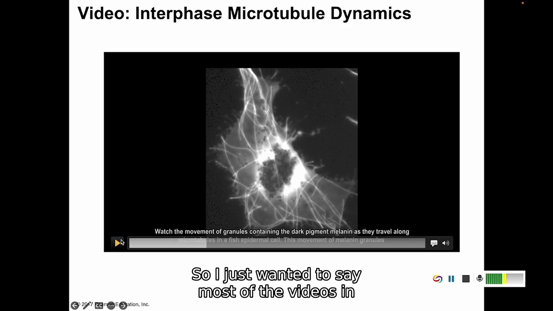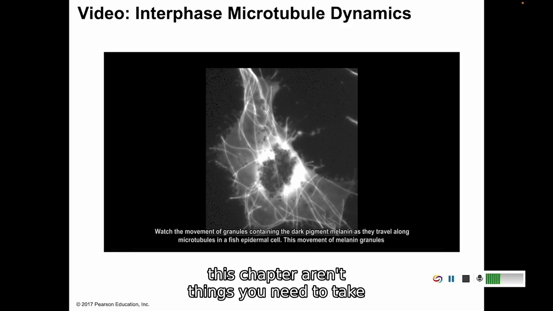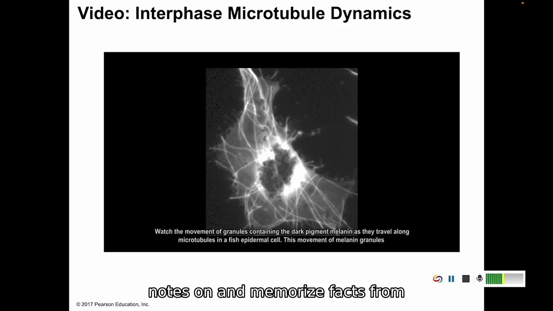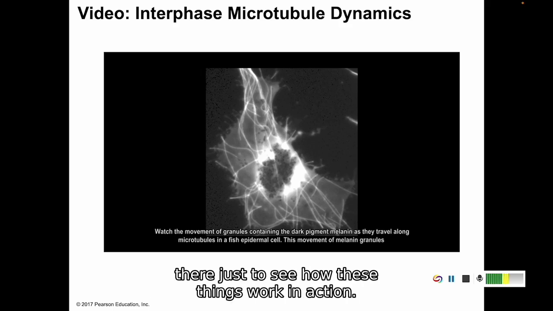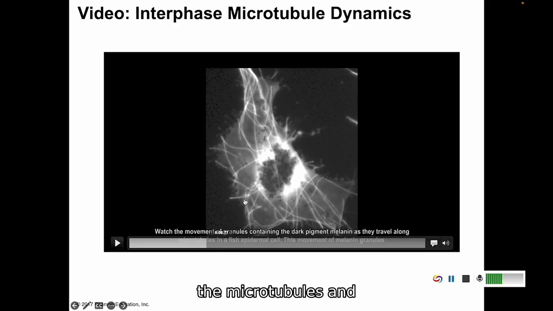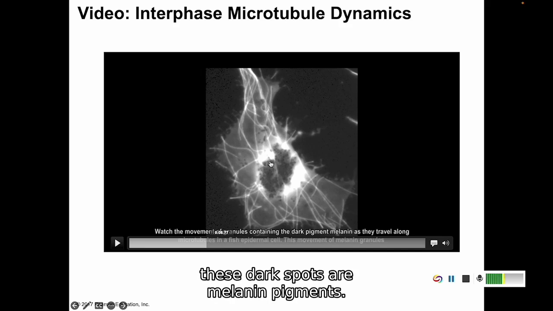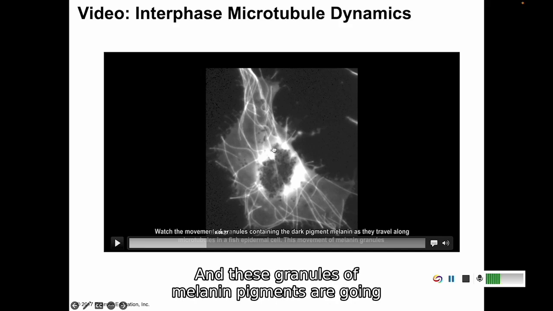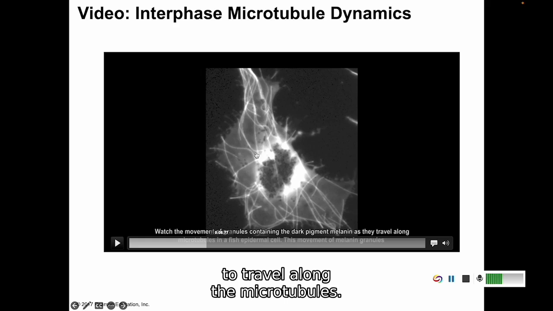So I just want to say, most of the videos in this chapter aren't things you need to take notes on and memorize facts from. They are just to see how these things work in action. So this is showing you these bright lines are the microtubules, and these dark spots are melanin pigments. And these granules of melanin pigments are going to travel along the microtubules.